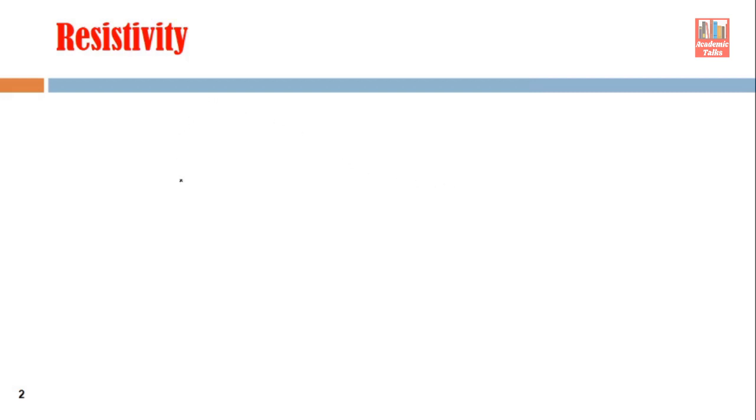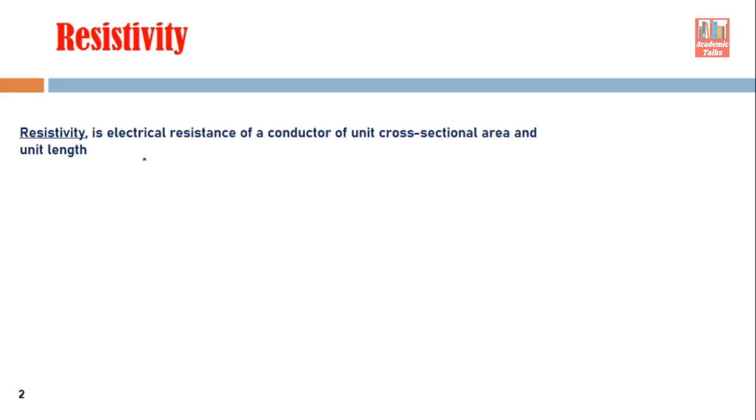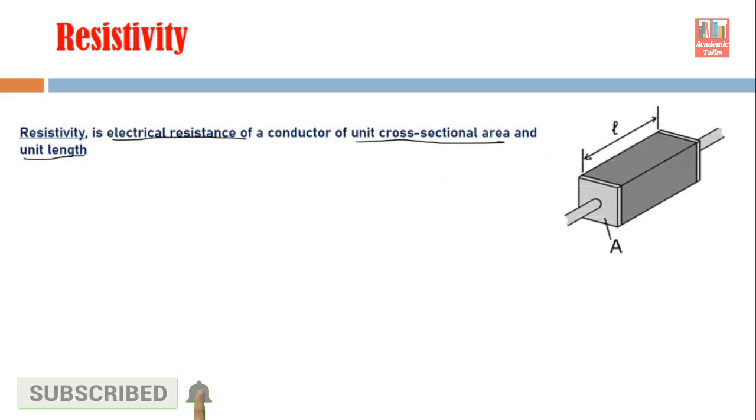You are already familiar with this term. Resistivity is actually the electrical resistance of a conductor of unit cross-sectional area and unit length. So suppose we have a conductor of the dimensions shown here in the figure. If A is the cross-sectional area and L is the length of this conductor, then the resistivity is given by this expression, that is R into cross-sectional area divided by length.